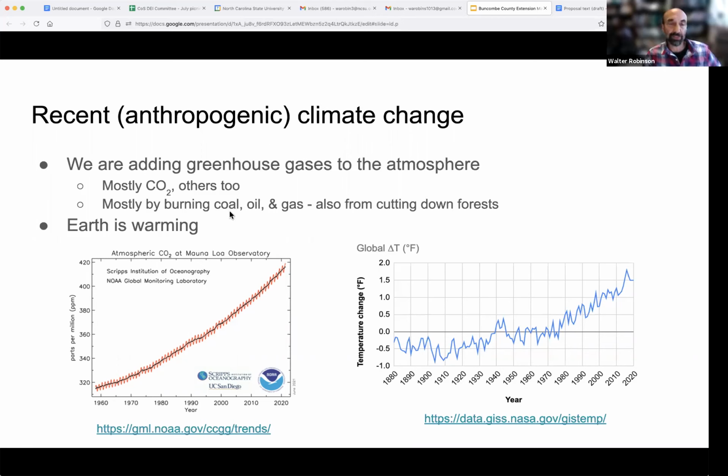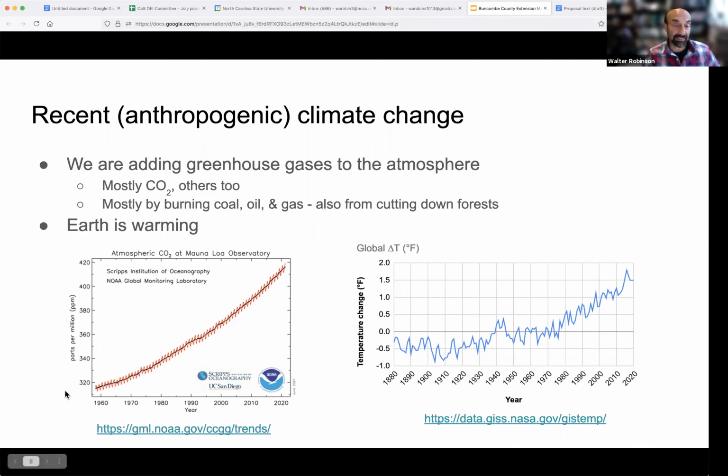And that comes, as I said, from what we call fossil fuels, carbon that was buried in the earth over periods of tens or hundreds of millions of years, and we're digging it up or pumping it out of the earth and burning it rapidly. We also have been cutting down forests, particularly in the tropics.